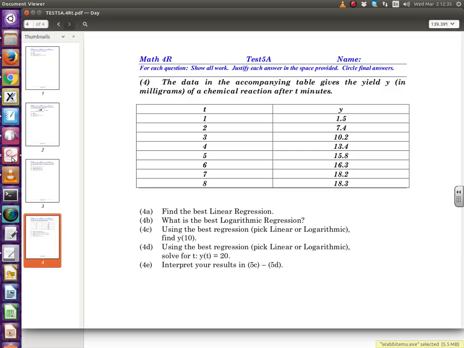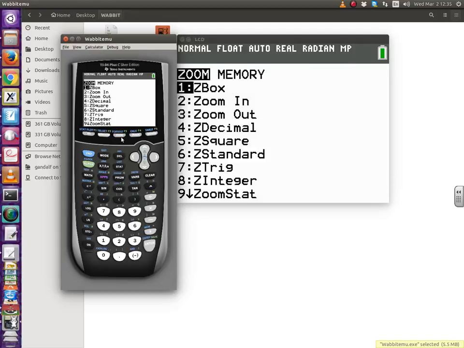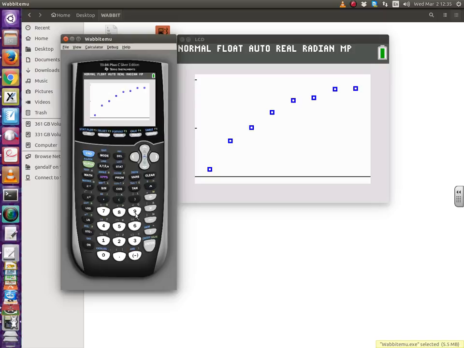And then you copy the data that was given in the table over here, right? The 1.5, the 7.4, the 10.2. I'm putting that into L1. Sorry, L2. All right, so how do you see the scatter plot? You just do zoom stat, zoom 9. That sets up the X min and X max and Y min and Y max automatically, so you can see all the points from making points out of L1, L2. The points being 1, 1.5, 2, 7.4, and you can even trace that if you want. All right, so that's part A, entering the data.